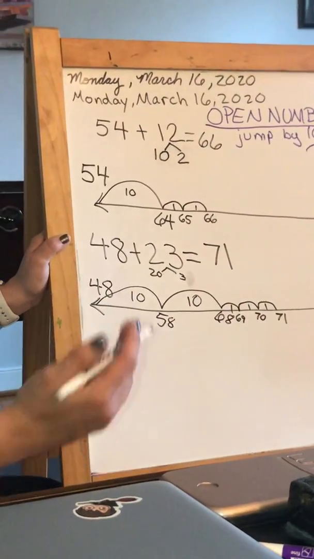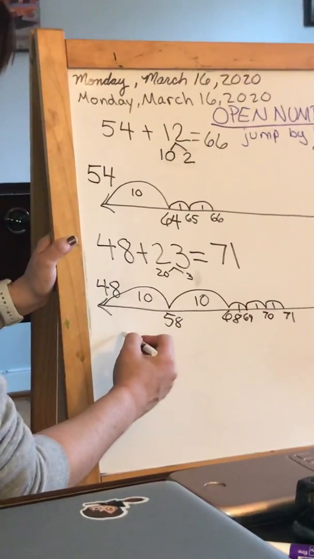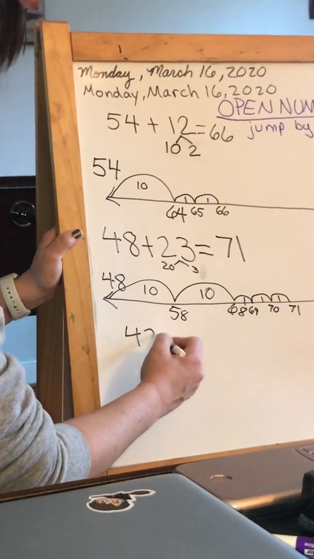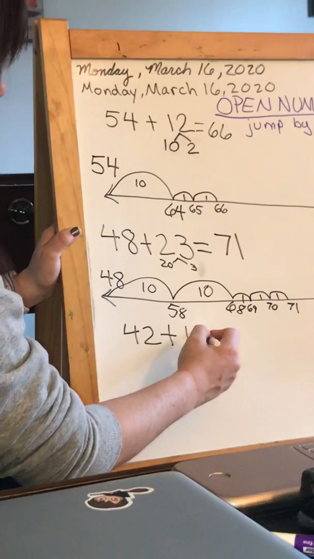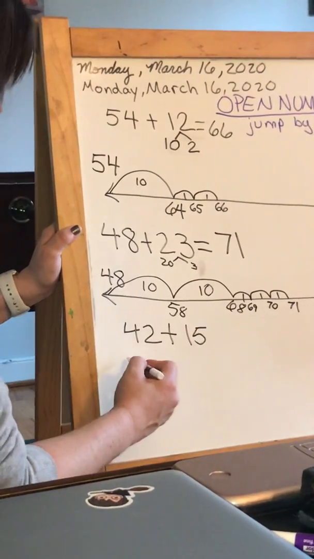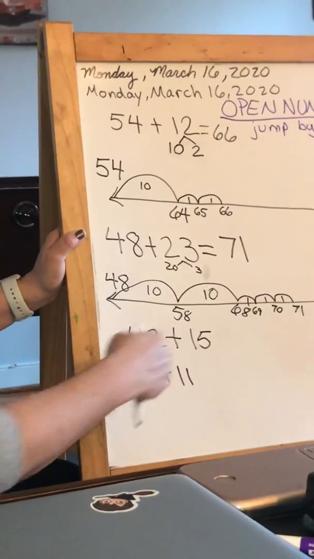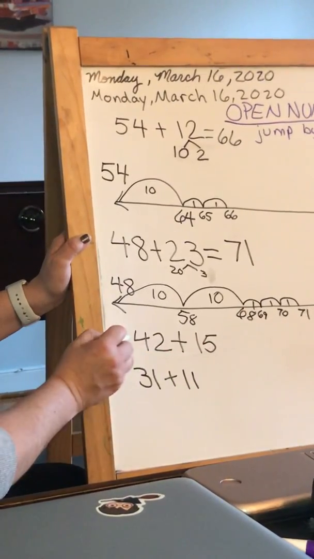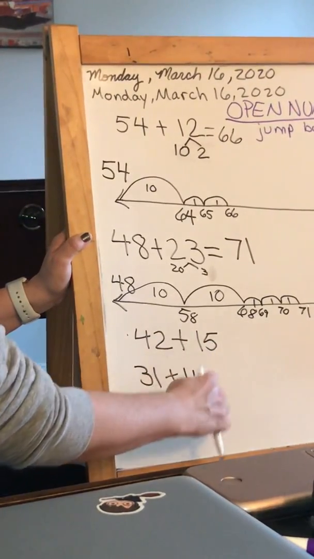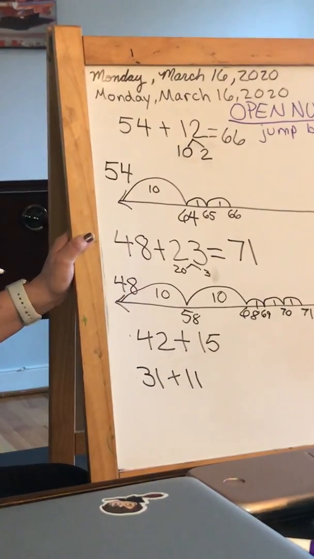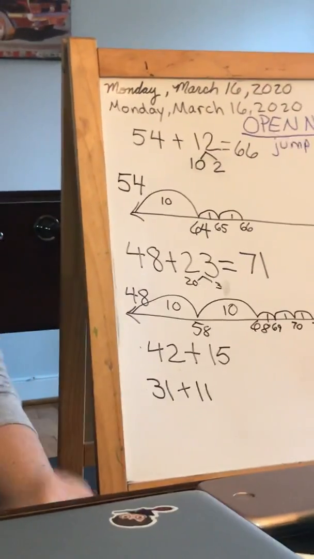Okay? So I want you to try some on your own. I'm going to give you a few problems down here. 42 plus 15, 31 plus 11. I want you to try those two. You're going to start on your number line with the bigger number and break down this number and decompose it into tens and ones and draw that number line and try it for me, okay?